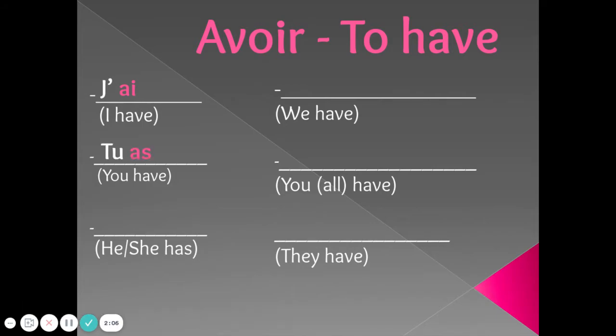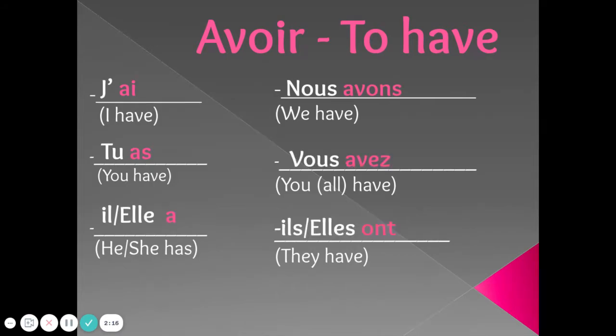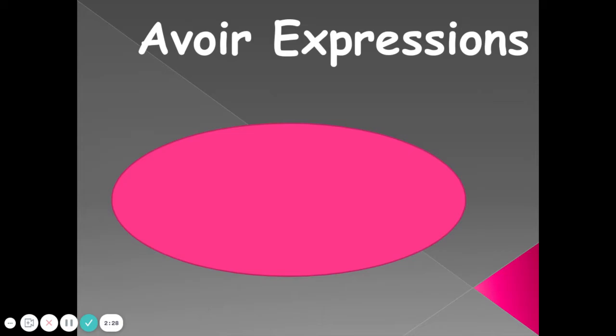Remember the French alphabet. The A sounds like ah. So tu as, il a, elle a, he has, she has. Nous avons, vous avez, ils ont, elles ont. So I have, you have, he has, she has, we have, you have, they have. J'ai, tu as, il a, elle a, nous avons, vous avez, ils ont, elles ont. Spelling counts when you deal with verbs. So that was a review, and we will practice it.